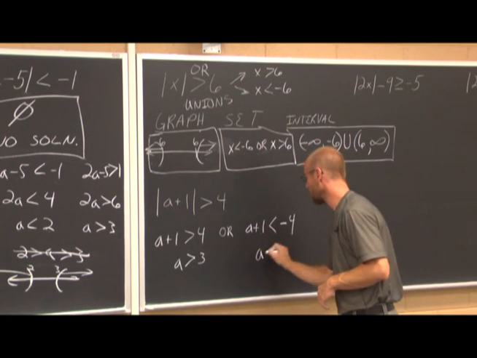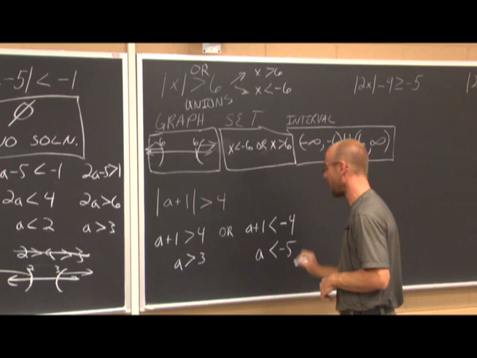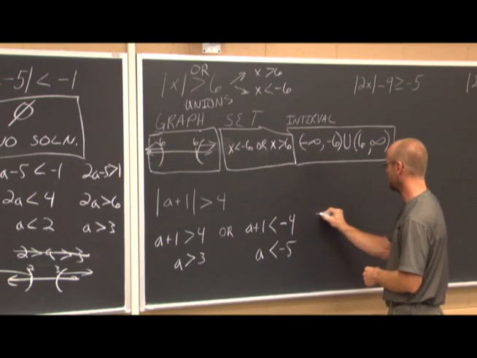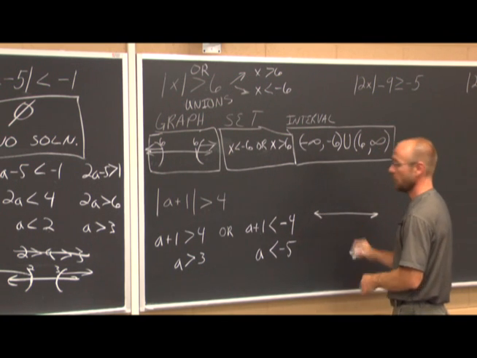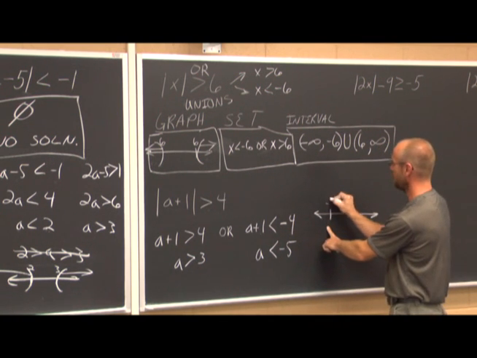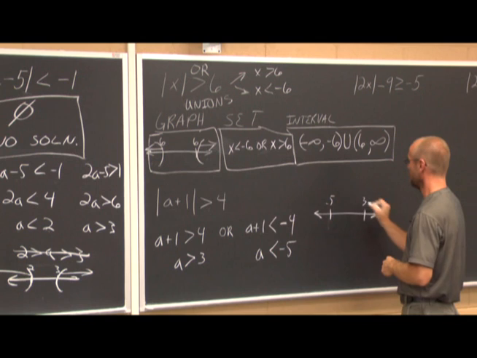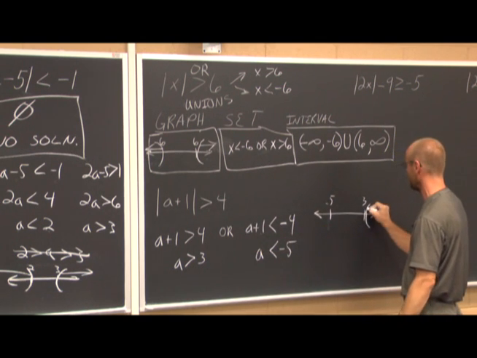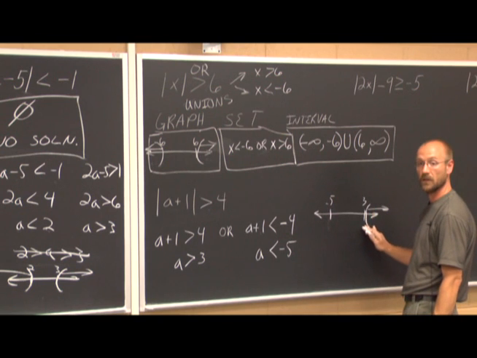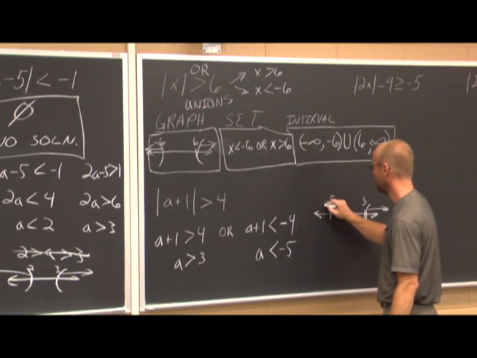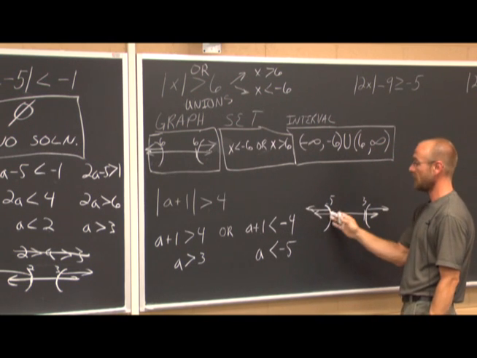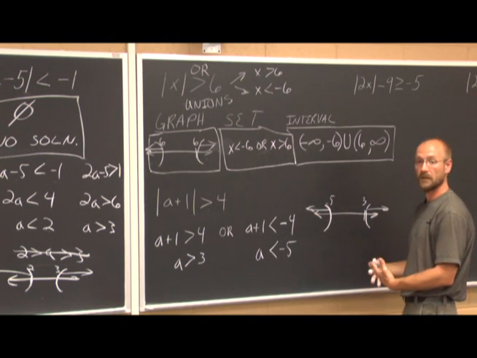Subtract 1 from both sides, we get a is less than negative 5. If we are to graph this, and I'll just graph it right here, we have negative 5 on the left, 3 on the right. The statement of a is greater than 3 says, let's go to the right, but we're not including it, so we use a parenthesis. Here it says a is less than negative 5. That's to the left. And now we can write the interval.